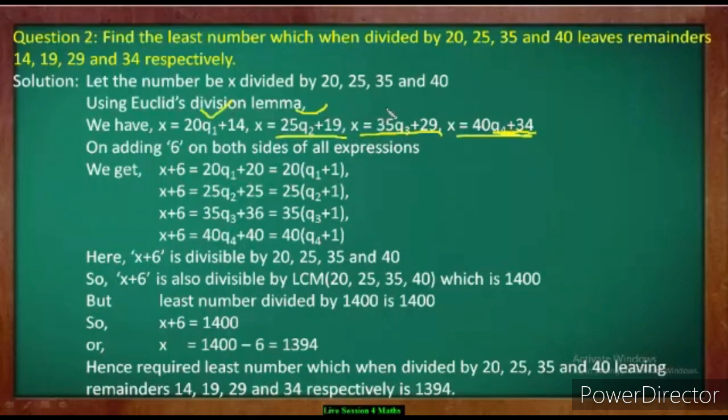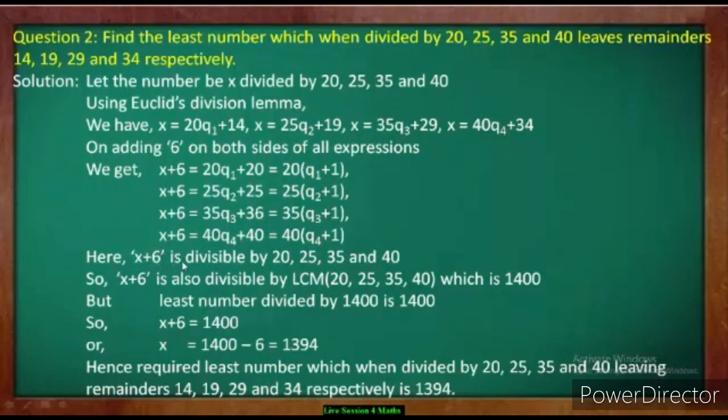What is the pattern? The difference between 34 and 40 is 6, between 29 and 35 is 6. The difference between each divisor and its remainder is 6. So if 6 is added on the LHS and RHS, you will get a common factor. The same way as we solved the NCERT puzzle, you can solve this.